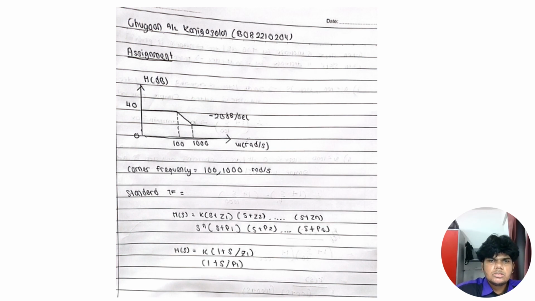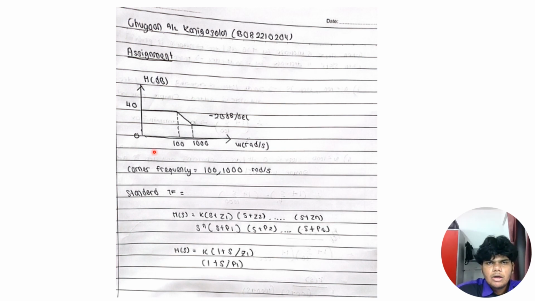So this is the graph. As you can see, this graph is HdB against omega in radian per second. So at the 40 mark, we can see a constant straight line, and after that, two stages of changing are happening, which are at the mark of 100 radian per second and also 1000 radian per second. As you can see, this slope is negative 20 dB per decade.